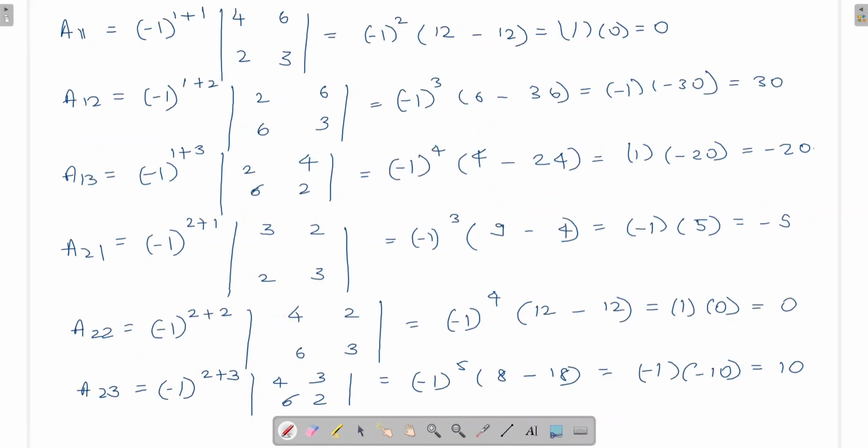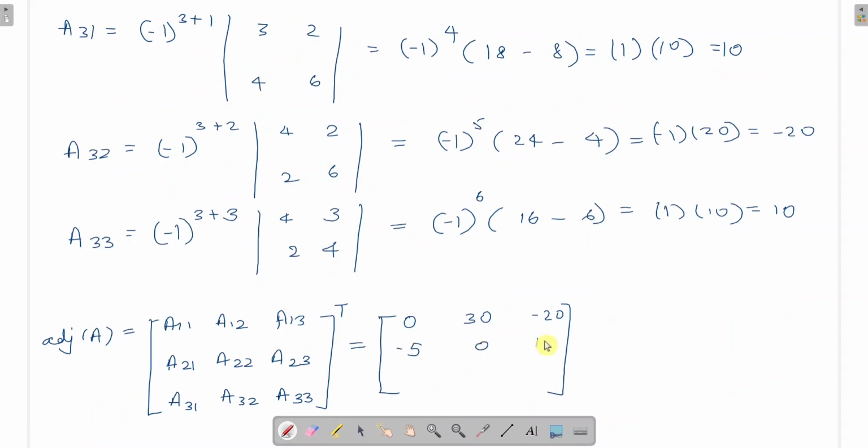A23 is 10. A31 is 10. A32 is minus 20. A33 is 10.